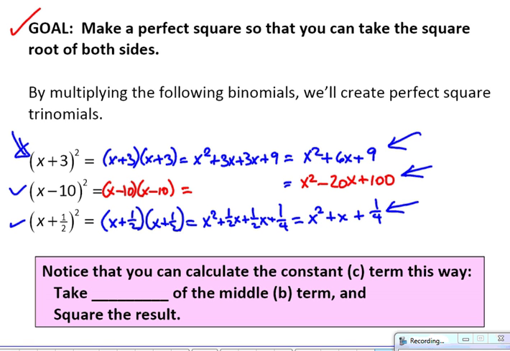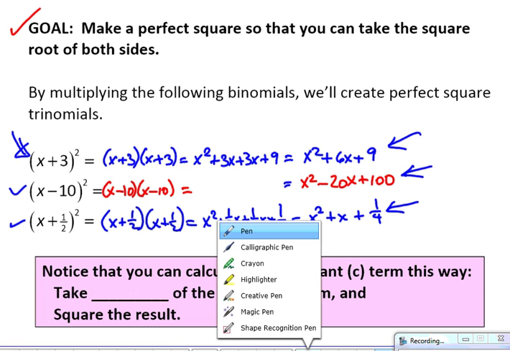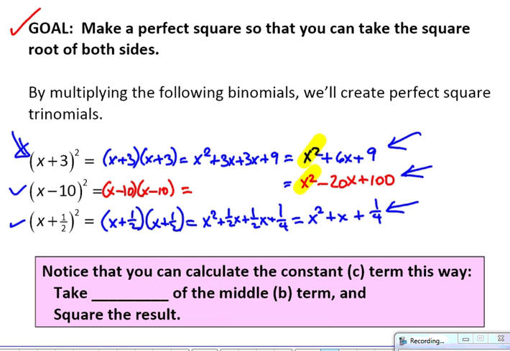So let's look and see what they all have in common. They all begin with the x squared. The next thing we want to observe is what happens in between the middle term and the last term. So notice that if I look at that middle coefficient 6, if I divide it by 2, 6 divided by 2 is 3, and square it, I get 9, which is the last term.